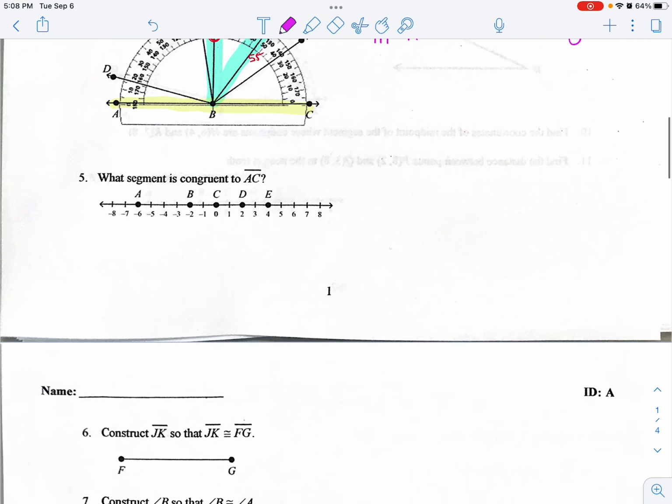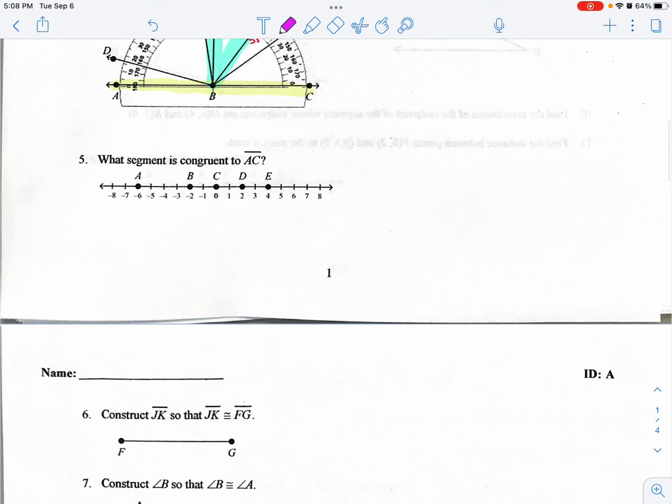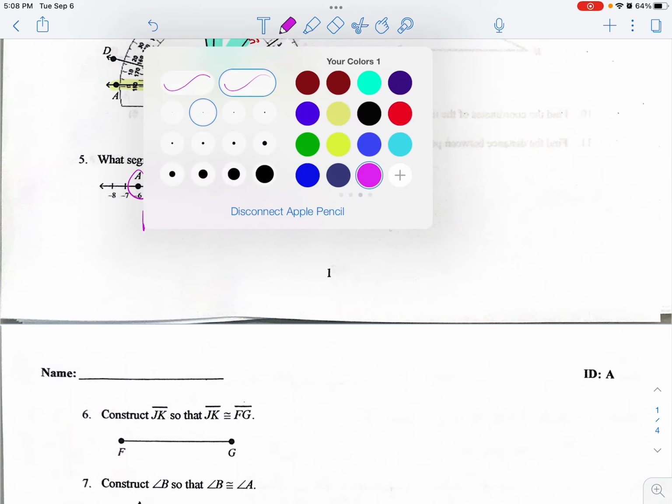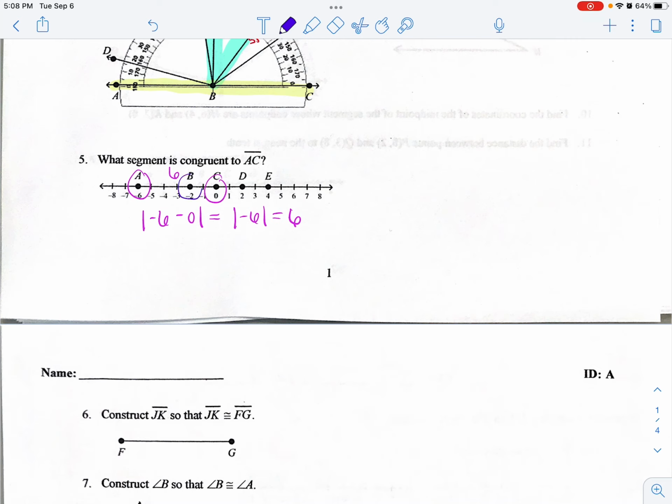Number 5, which segment is congruent to AC? So I can see here that AC, again using the ruler postulate, it's -6 minus 0, which is the absolute value of -6, or 6. So this is 6. My job is to find another one that is also 6. And I feel like that's fairly easy. You guys got it really quickly in class. See here how B is at -2 and E is at 4. That also is going to give me 6. So segment BE is also 6.